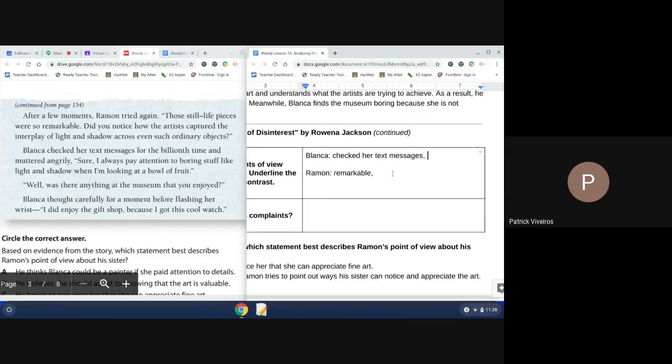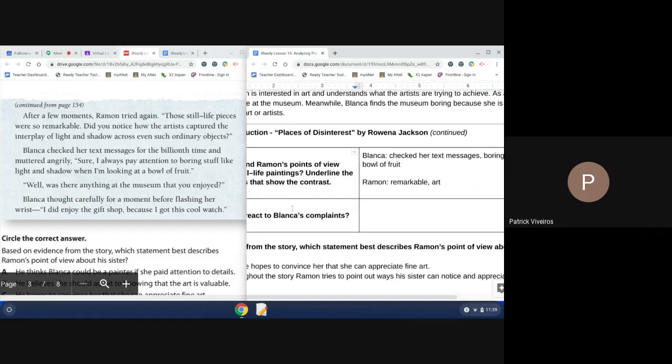Now, to contrast that, again, Ramon doesn't see it as just a bowl of fruit. He sees the bowl of fruit as being art, okay, and being remarkable. So clearly, that's some evidence that we might be able to come back to and use later.